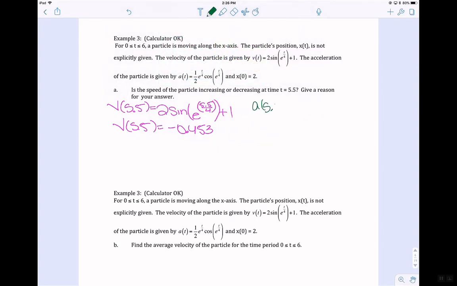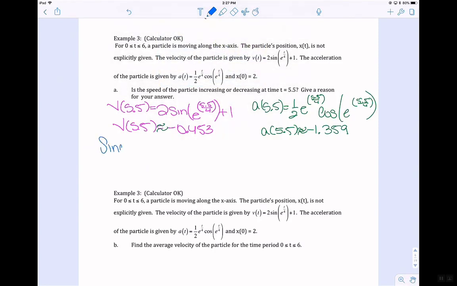So a of 5.5 is equal to 1/2 e to the 5.5 divided by 4, and then cosine e to the 5.5 divided by 4. And you should get that acceleration at 5.5 is equal to negative 1.359. Because you're approximating and rounding the decimal place, you could put approximation symbols.